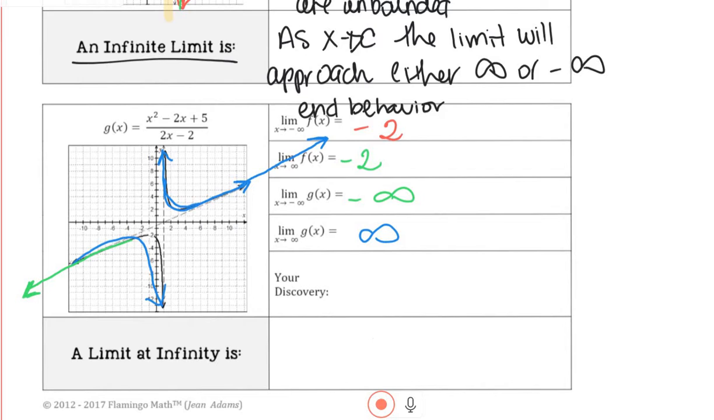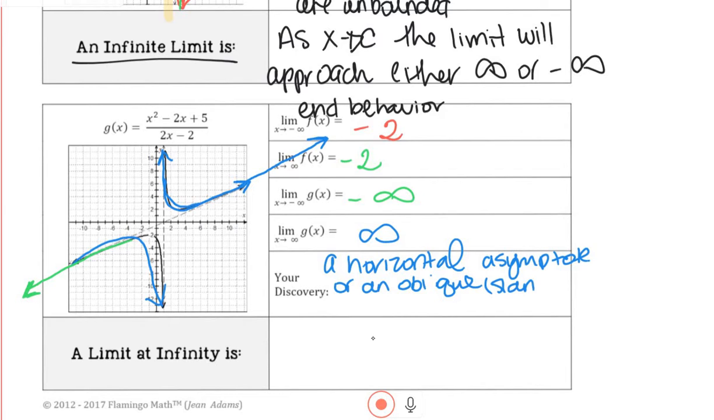So what essentially happens is a horizontal asymptote, or something that we deal with a little bit less, an oblique asymptote, which you will probably know as a slant asymptote, and you can see that in this graph right here.